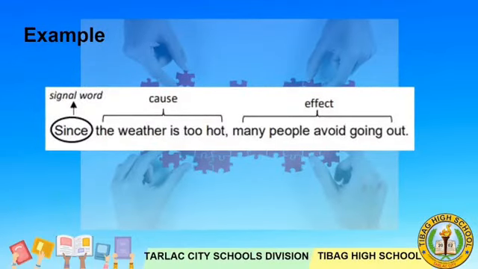Let us study this sentence. Since the weather is too hot, many people avoid going out. So in this sentence, the writer used the signal word, which is since. And with the help of the signal word since, you can now easily identify what is the cause of the sentence, which is the weather is too hot. So, strategy number 2 is very effective in identifying the cause and the effect in the sentence.